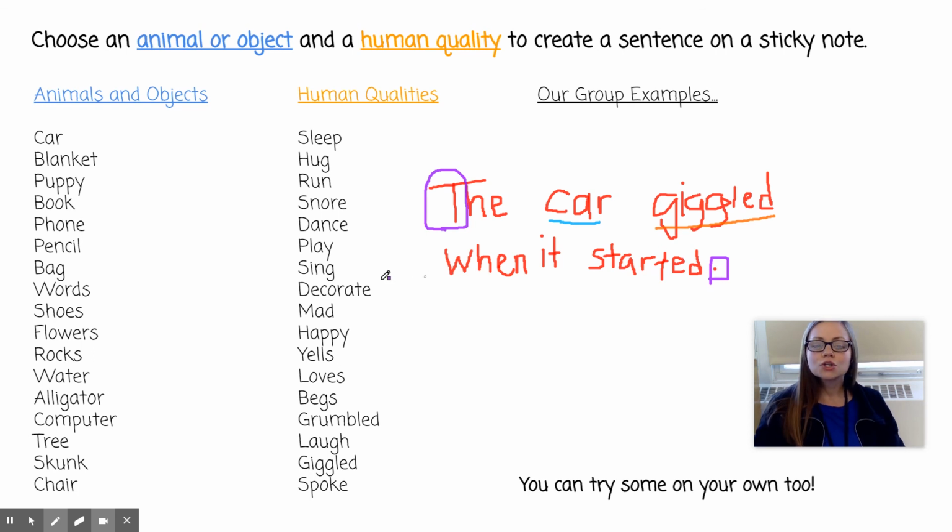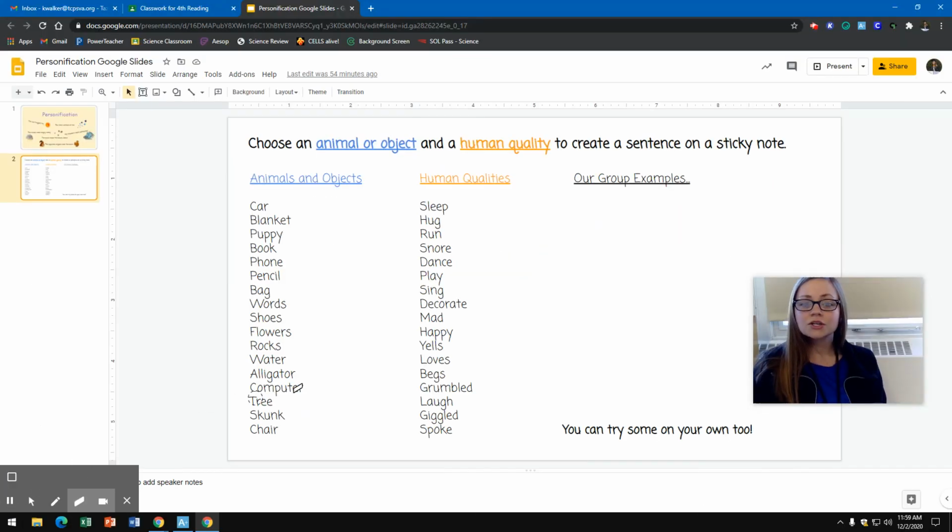But you also have to have a capital letter at the beginning and a punctuation mark at the end. So go ahead and open up this PowerPoint on our Google Classroom and come up with one animal or object and one human quality to make a sentence. Now, if you want to challenge yourself, you could do 2 or 3. You can do as many as you possibly can, and that will be perfect, okay? So go ahead and do that right now, and then stay tuned for more instructions.